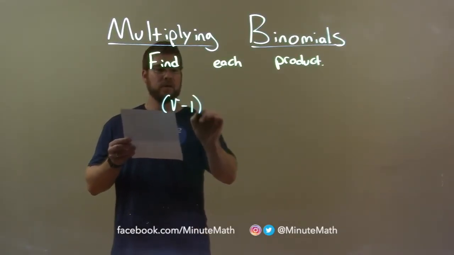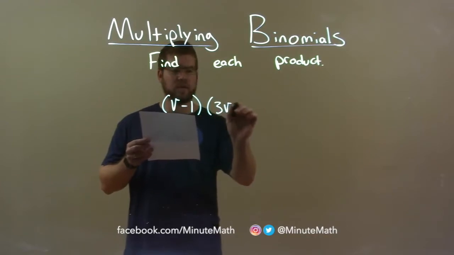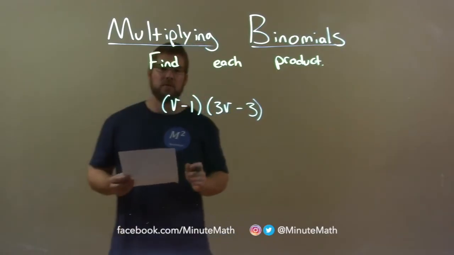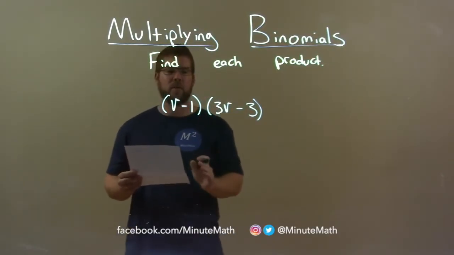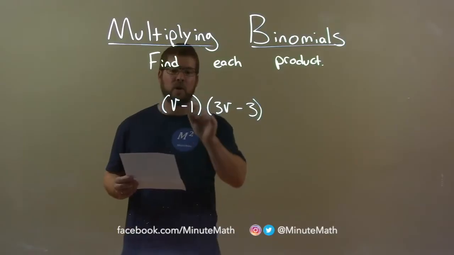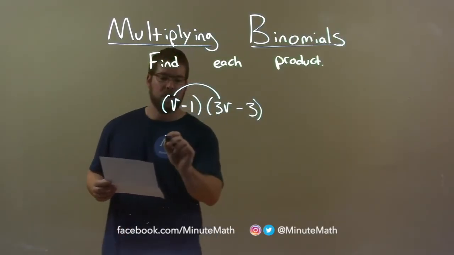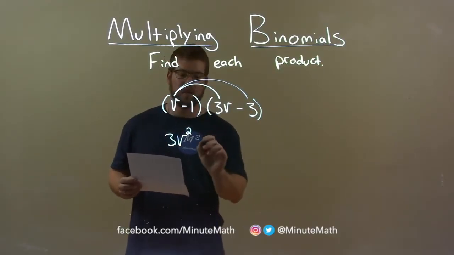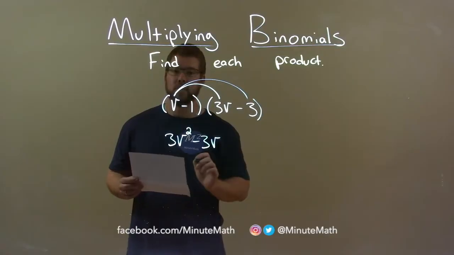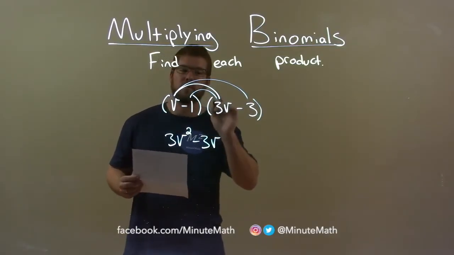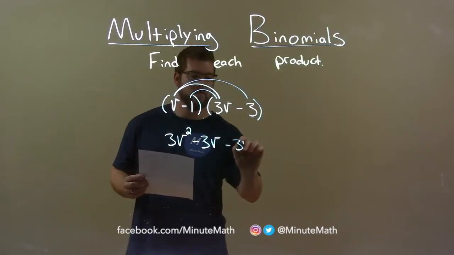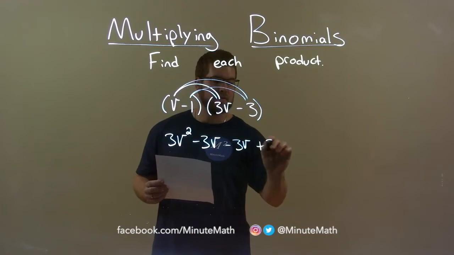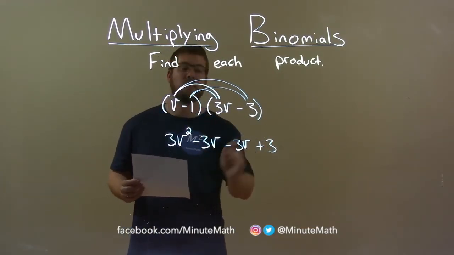v minus 1 times 3v minus 3. We want to take all parts of our first parenthesis and multiply by all parts of our second parenthesis. So v times a 3v is a 3v squared. v times a minus 3 is a minus 3v. A minus 1 times 3v is a minus 3v. And a minus 1 times a minus 3 is a positive 3. Remember, negative times a negative is positive.